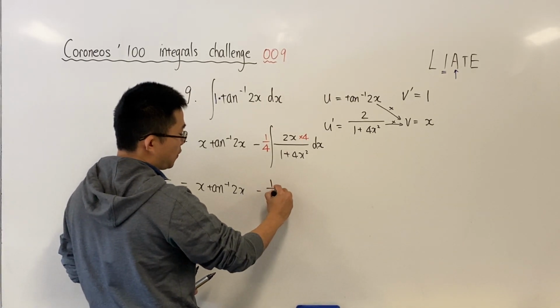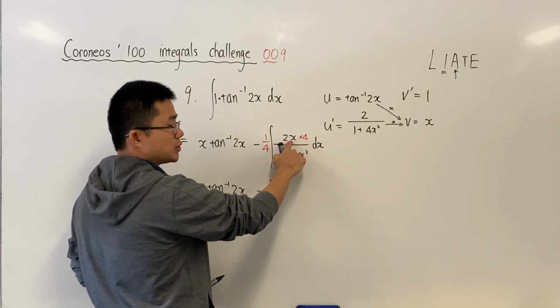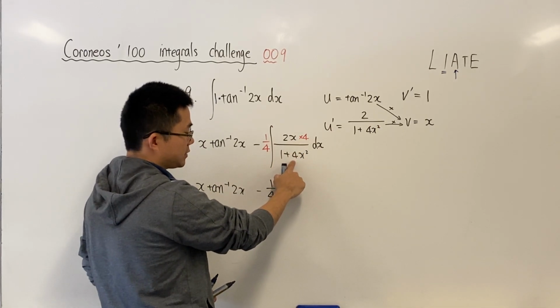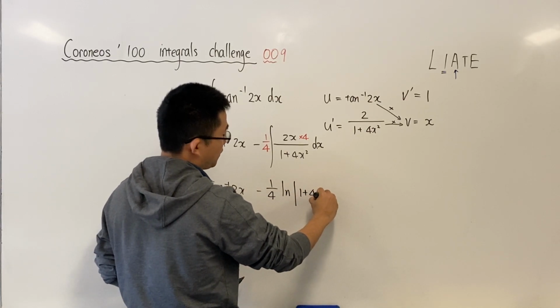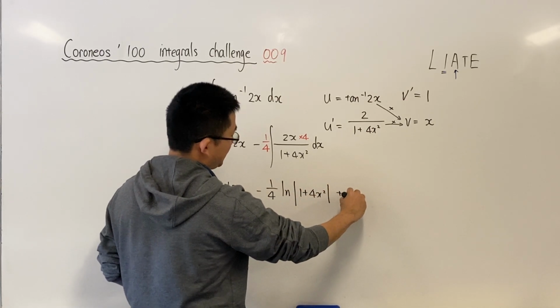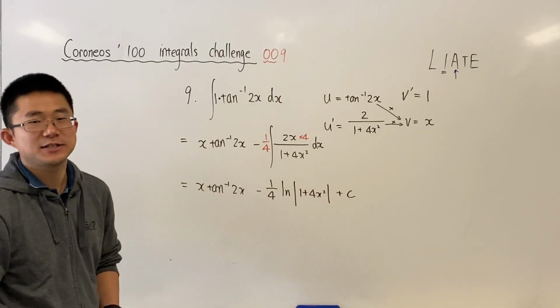Now we can integrate. That's a quarter. Here's 8x, which is the f dash x. Here's the f x. So that becomes ln absolute value of 1 plus 4x squared, plus c. And that's how you integrate this question here.